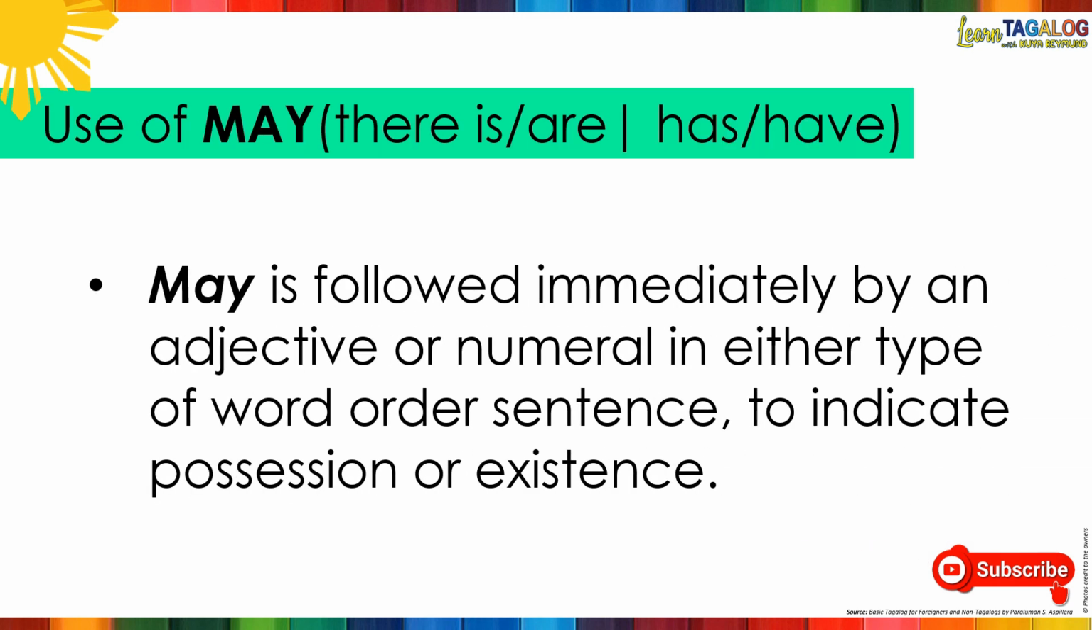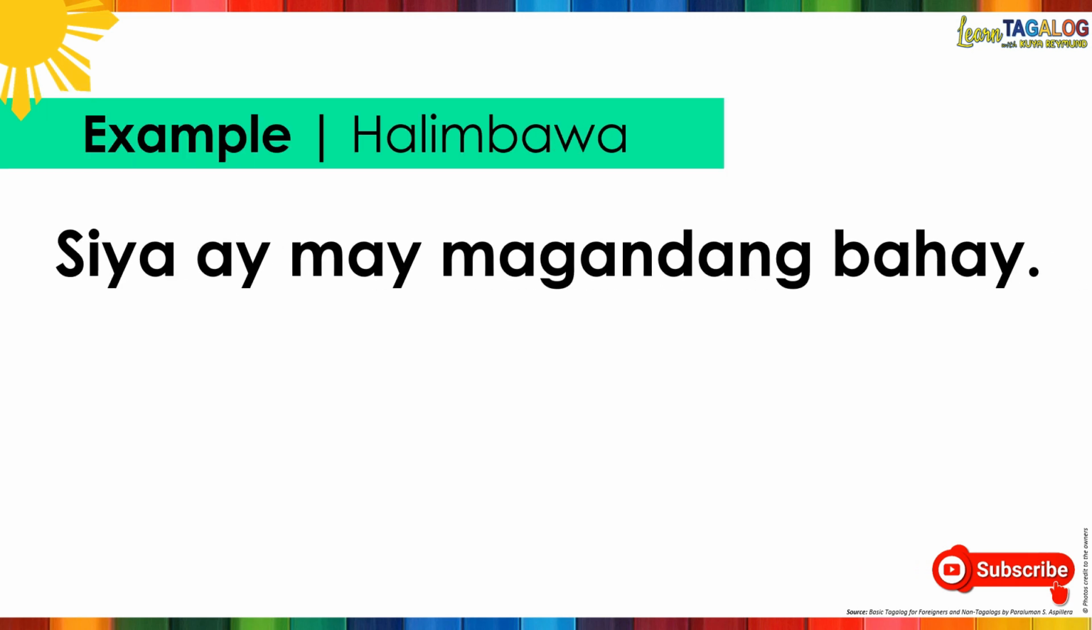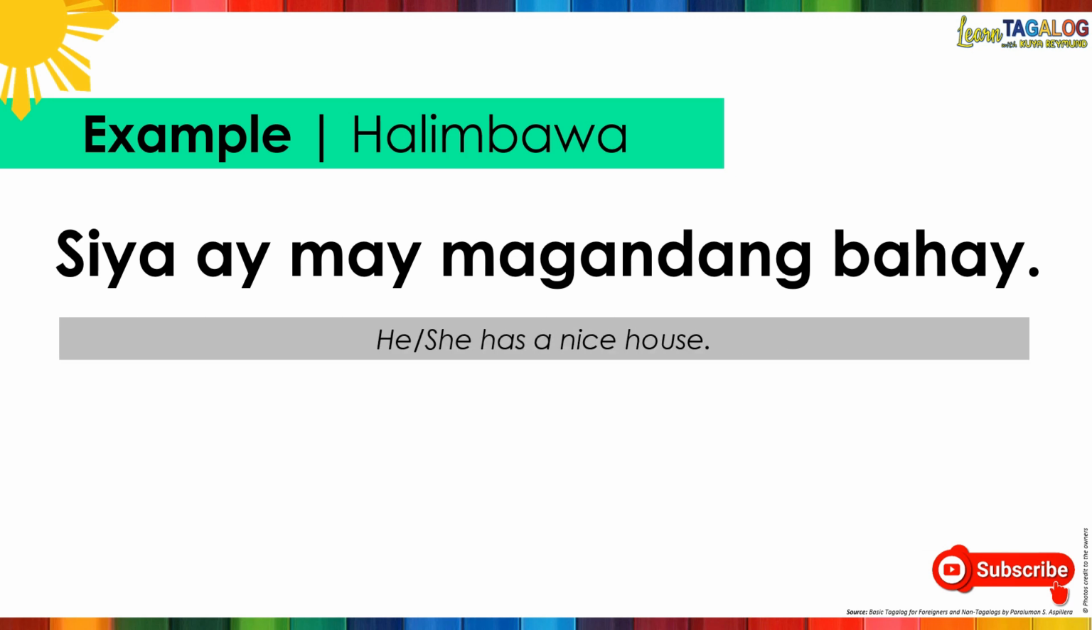Next is the word may. Another definition that we'll have to remember here is that may is followed immediately by an adjective or numeral in either type of word order sentence, which also is used to indicate possession or existence. So we have here an example, siya ay may magandang bahay. When we say siya, in Tagalog that is gender neutral, so it either means he or she. So, siya ay may magandang bahay. He or she has a nice house.